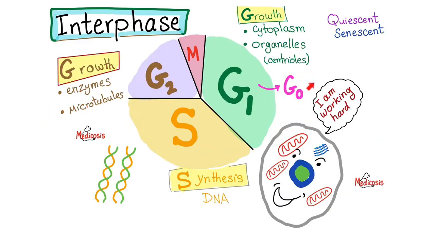So G0 is the resting phase. Then G1 is growth. I'm preparing. Preparing for what? For synthesis, okay? Let's make another copy of the DNA. So I started with 1, now I have 2, because I want one cell to divide into 2. So I better get the DNA ready. Then grow some more. To prepare for what? To prepare for mitosis, which is the actual cell division.